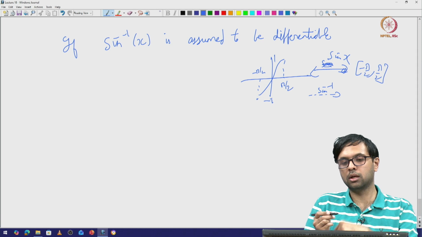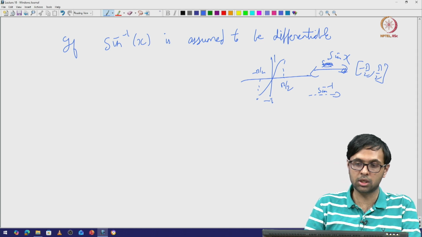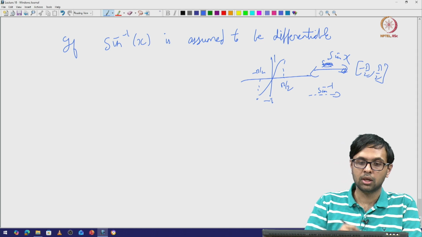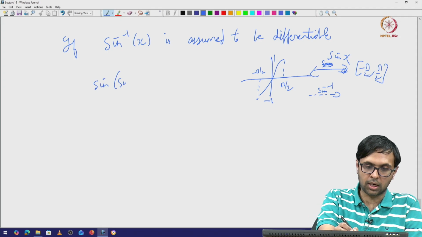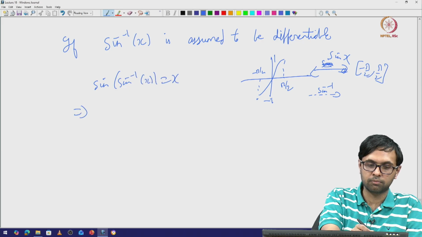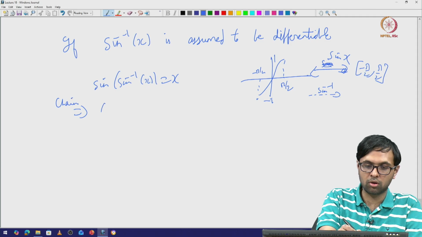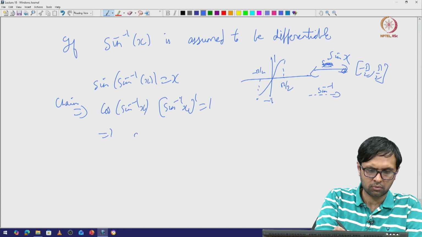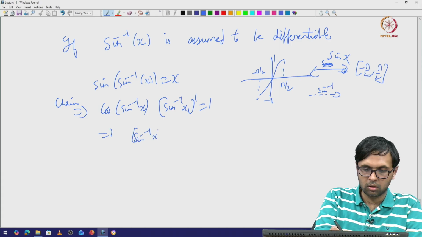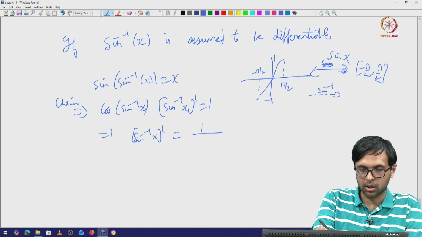So if you assume sine inverse of x is differentiable at a point, it's not obvious that it's differentiable. Then how do you compute its derivative? Well, you say that what is sine inverse of x? After all, it satisfies this. So by the chain rule, one variable chain rule, you say cos of sine inverse of x times the derivative of sine inverse of x is 1. So the derivative of sine inverse of x is 1 divided by cos of sine inverse of x.